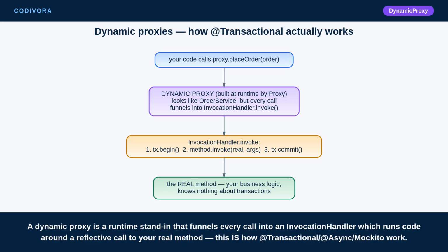And it is exactly why calling your own method with this dot skips the proxy, so the annotation silently does nothing. The number one @Transactional bug. One note: interface present, Java uses this JDK proxy. No interface, Spring uses CGLIB to generate a runtime subclass instead. Same idea, both built on reflection.